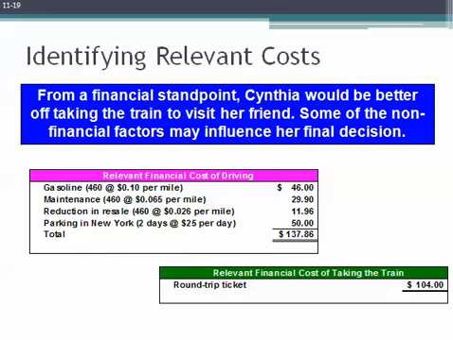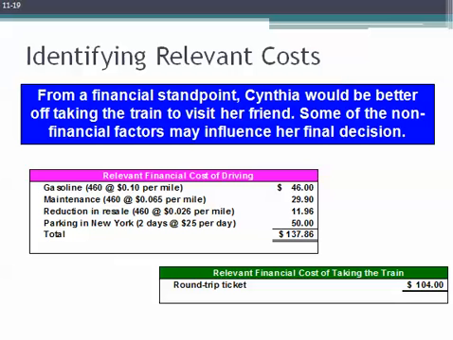So if we're going to put together a financial summary, from a financial standpoint, Cynthia is going to be better off taking the train because the round-trip ticket is $104, but the relevant cost in terms of driving total to $137.86. That includes the cost for gasoline, maintenance, the reduction in the resale value of the car because of the additional miles, and the cost of parking in New York City.